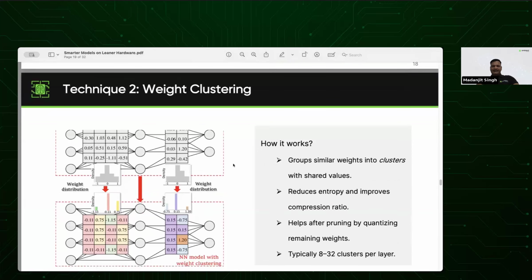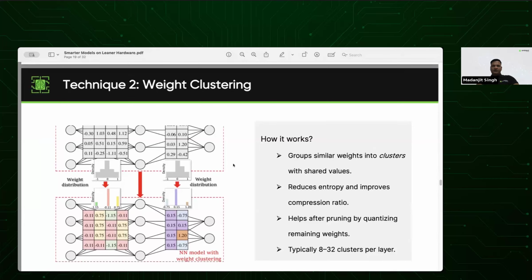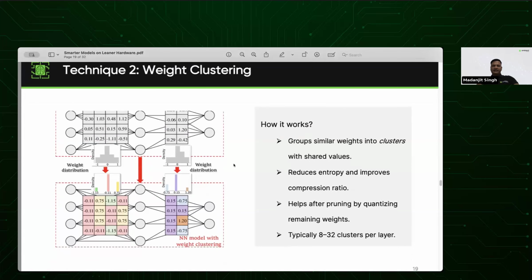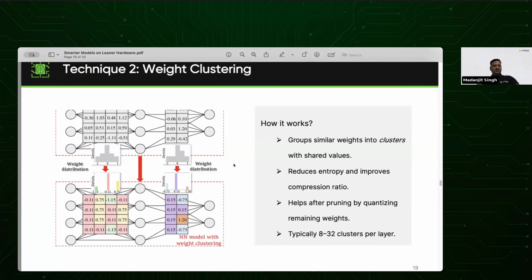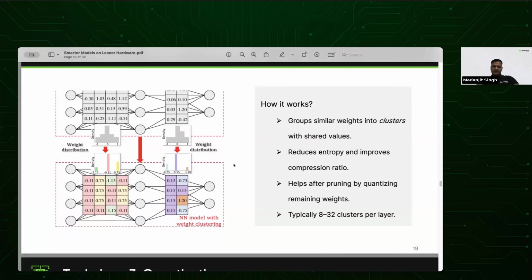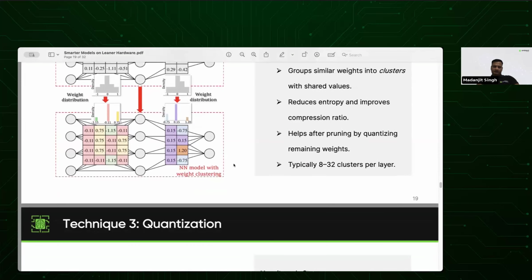Second technique. There are 5 techniques I have listed here, which you are going to experience live with the demo I have. So, weight clustering. Imagine rounding many similar weights to a small set of representative values. That lets the compression algorithm pack the weights efficiently while retaining the accuracy of the model. This is a very common technique. Weight clustering is something you can do for almost all the applications or use cases in your AI workload.